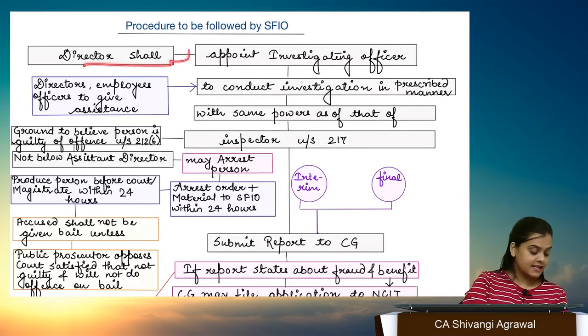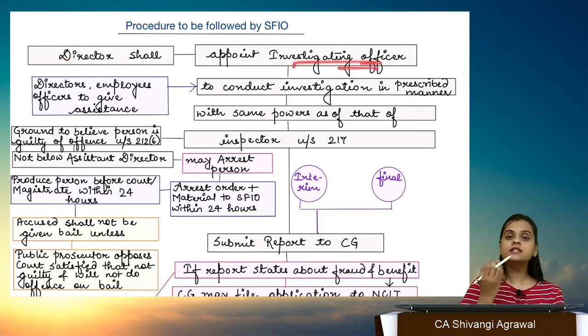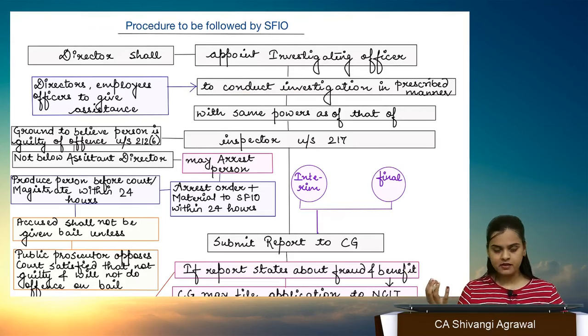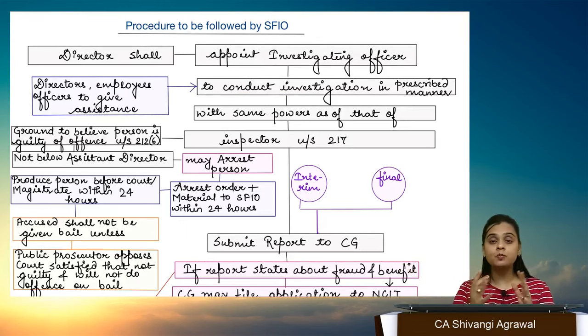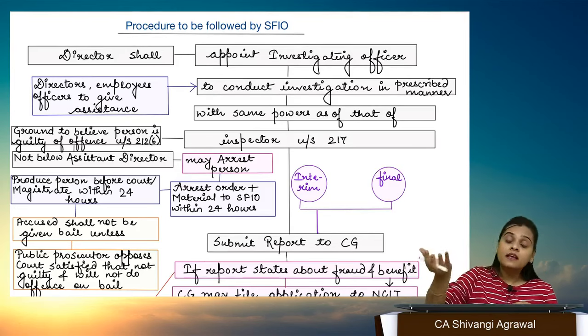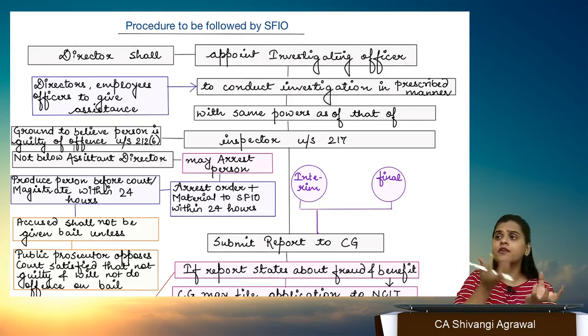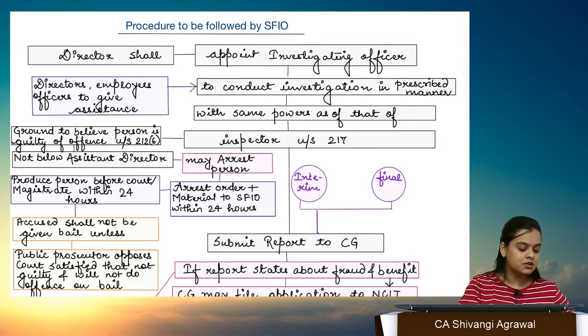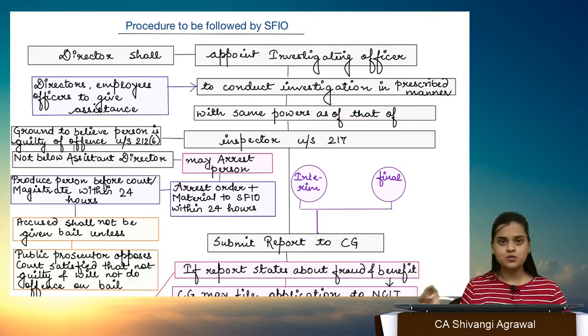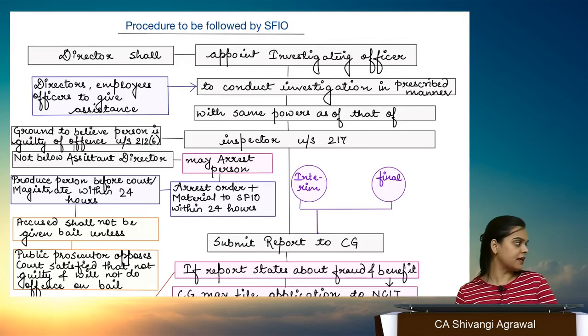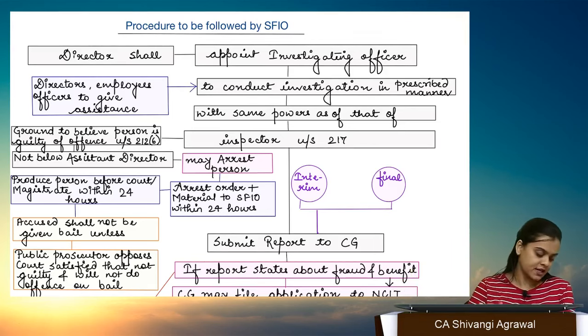Now, what will SFIO do? The director of SFIO, that is the highest authority, will appoint an investigating officer who will also be called an inspector under the Act. That person is going to conduct the investigation in the prescribed manner. Ma'am, it has to be a detailed evaluation, a detailed examination. So what do you think? How much power should be given to him? That means who he can call, who he can ask, where he can go, where he can extract information from, whom he can arrest, etc. So what powers are given to him? He is given the powers which are given under section 217. So we have a separate section for the powers which will be given to him. Okay, as a matter of fact, the powers which are given to any inspector during investigation.